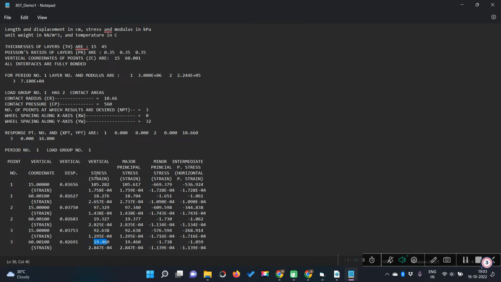This is vertical stress. But do you need to know the stress? No, we need only strain. So consider this thing only. E minus 4 means 1.758 into 10 to the power minus 4. So can anyone tell me where I need to see these values? Like at z equal to depth 15 or depth 60, the vertical strain. At which depth do we need to see?